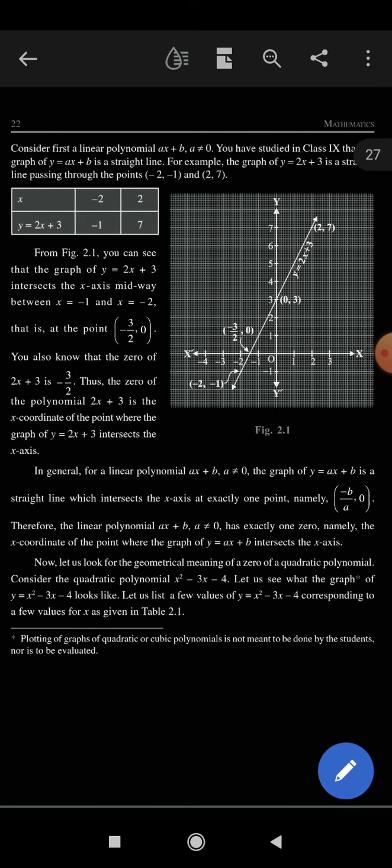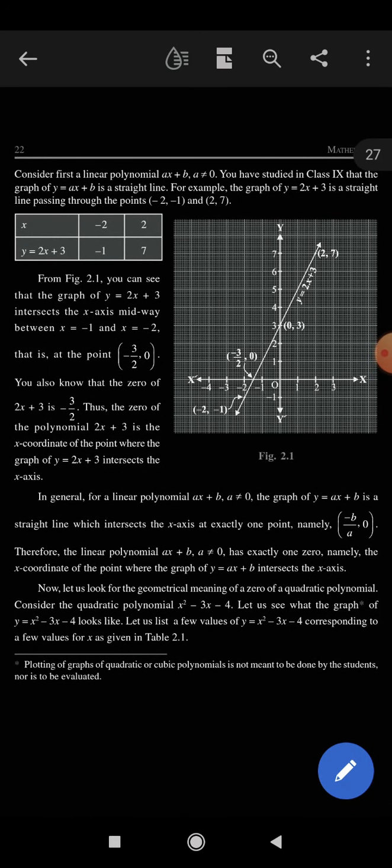You have studied in class 9 that the graph of y is equal to ax plus b is a straight line. For example, the graph of y is equal to 2x plus 3 is a straight line passing through the points (-1, 1), (-2, -1) and (2, 7). If we put x is equal to -1, then y is 1, and if we put x is equal to 2, then y is equal to 7, from the equation 2x plus 3.